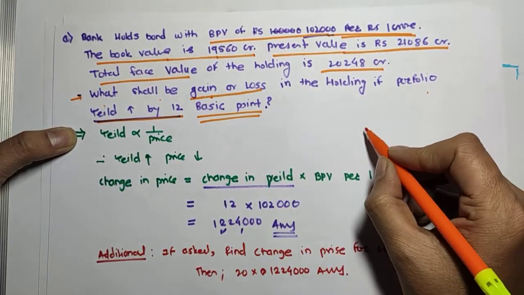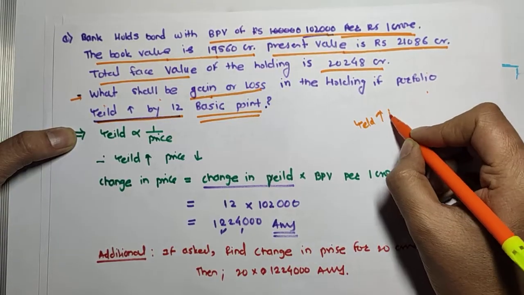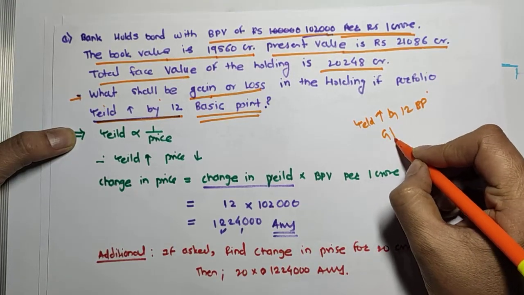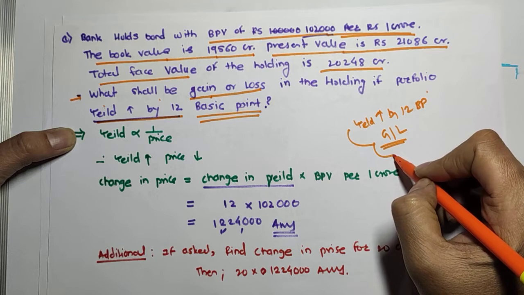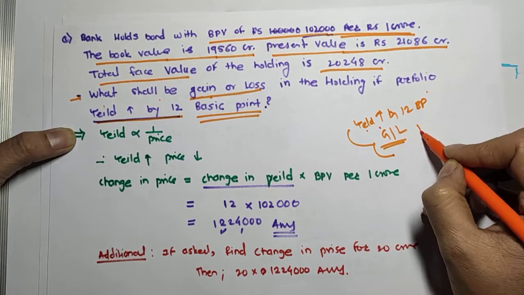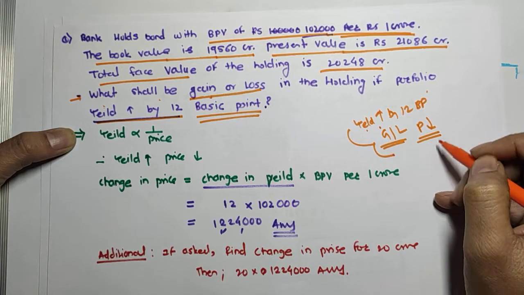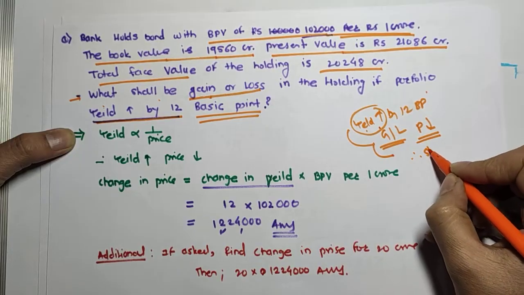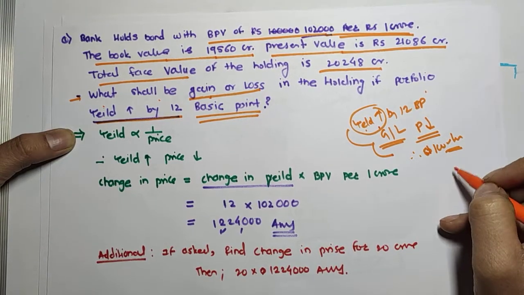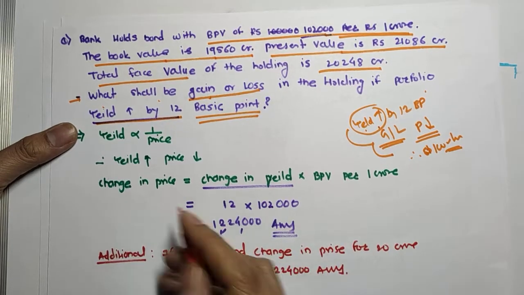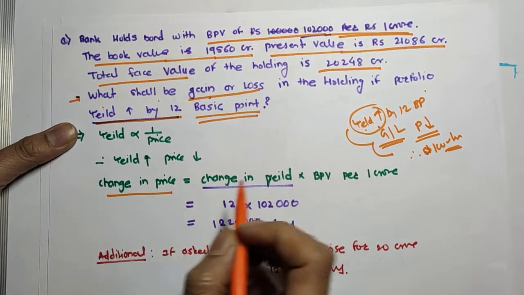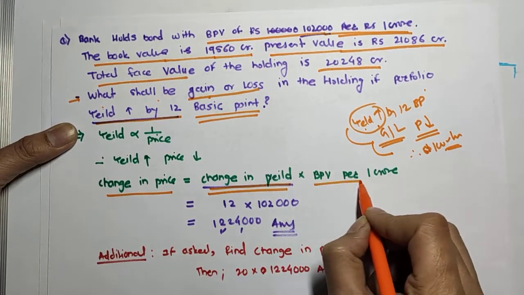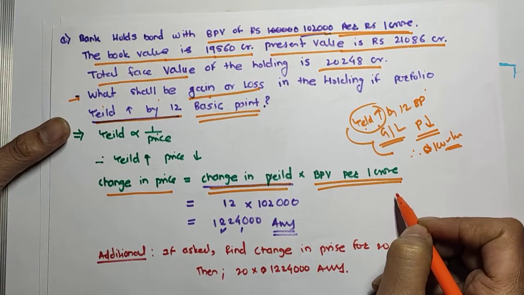Simple. If the yield is increased by 12 basis point, then will there be gain or loss? Very first you have to understand, if yield increases, then price will decrease. That we have already seen. So first you have to be sure that when yield is increased, there should be a loss. 100% there will be a loss, right? So see, change in price. What is the change in price? It is nothing but the change in yield into BPV per 1 crore. You have to remember, it is the BPV per 1 crore.